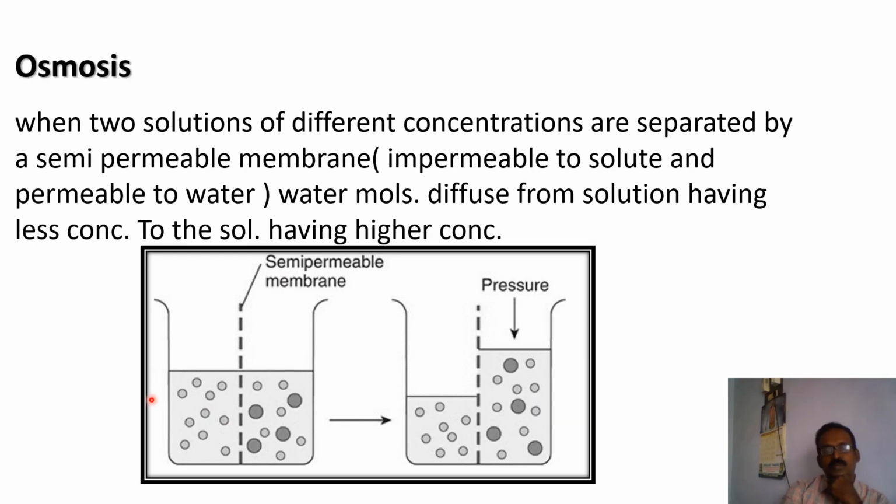Osmosis is a type of passive transport where two solutions of different concentration, lower concentration and higher concentration, are separated by a semi-permeable membrane. It is impermeable to solute and permeable to water. The water molecules diffuse from the solution having lesser concentration to the higher concentration. That is called osmosis. Here, when pressure is applied over this, it prevents the entry of water molecules at a particular level. That is called the osmotic pressure. This osmotic pressure is very important, so it maintains the tonicity of the solution.